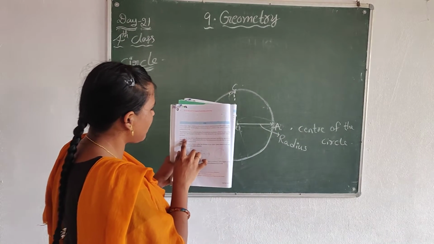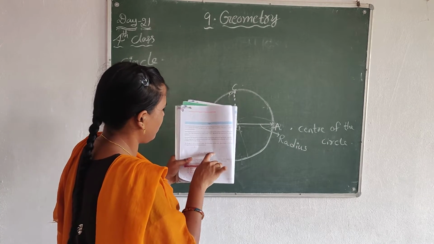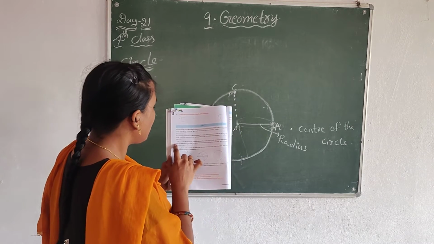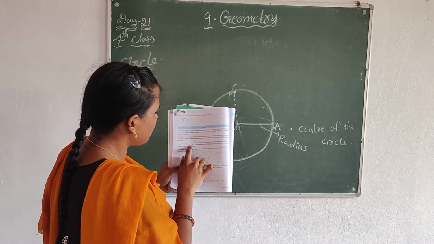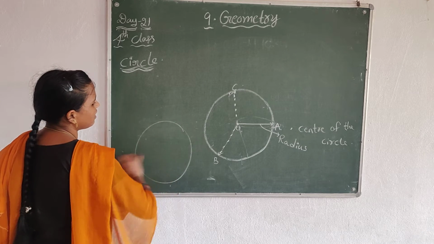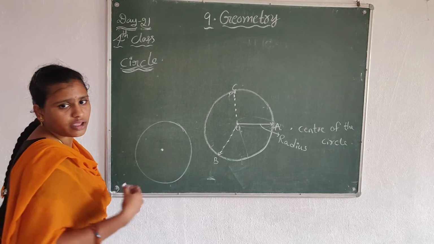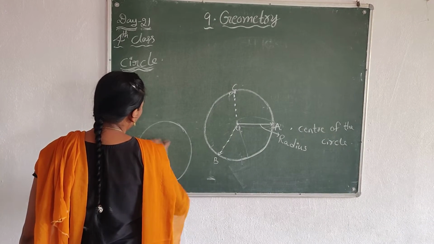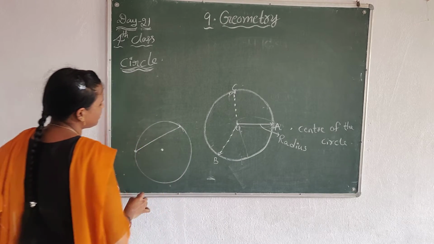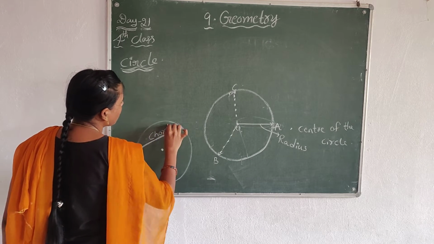Let's see. Let X and Y be 2 points on the boundary of the circle. Join X and Y by a line segment. The line segment XY is called a chord of the circle. For example, if you take a circle and take any 2 points and join them with a line segment, meaning a straight line, that becomes a chord.